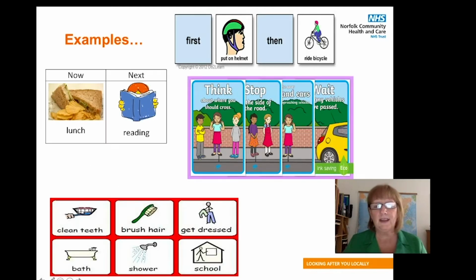Here are some examples of visual aids. They can help you to teach a child a daily routine or to understand dangerous situations, or you can use them just to assure them of what is happening now and next in order to reduce anxiety.